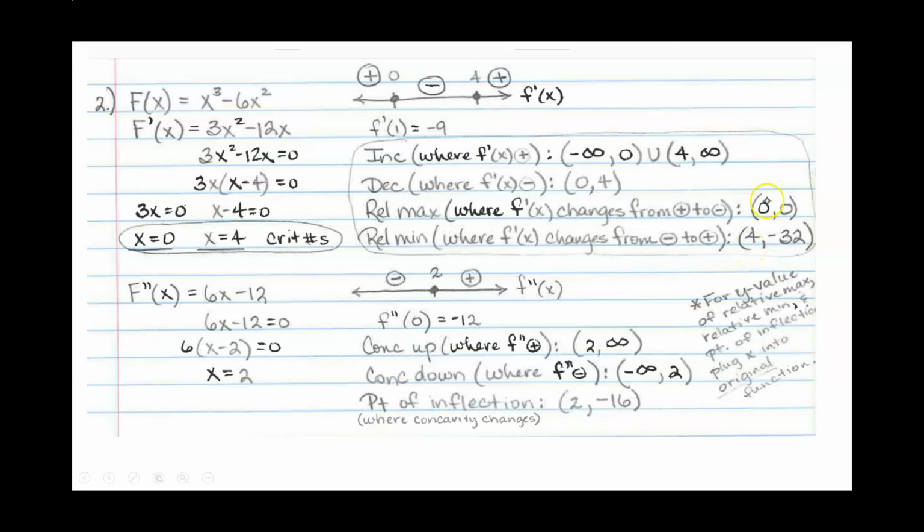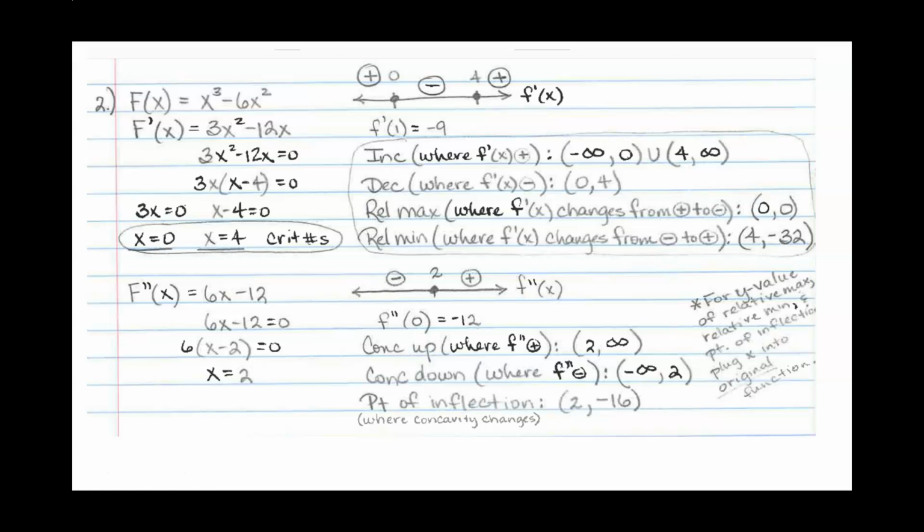Now, for both 0 and 4, to find the maximum and the minimum values of the original function, I plug those back into the original equation, not back into the derivative. So I'm going to plug in 0 to the original function and get 0. I'm going to plug in 4 to the original function and get negative 32. And here's a reminder about that right here.